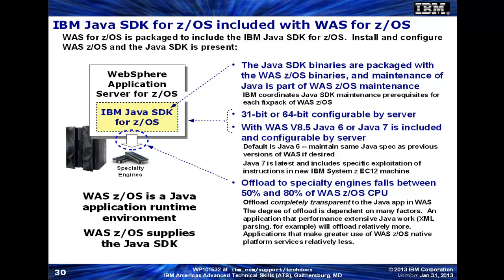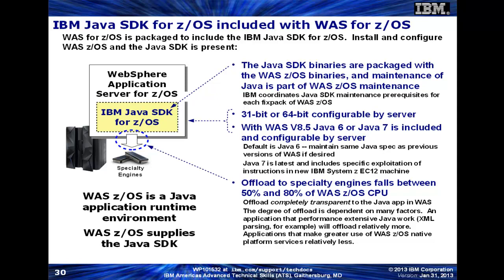You may run WAS zOS servers as either 31-bit or 64-bit, and it's configurable by server. The same is true of the level of the SDK. WAS 8.5 comes with both SDK 6 and SDK 7, and that's configurable by server as well.